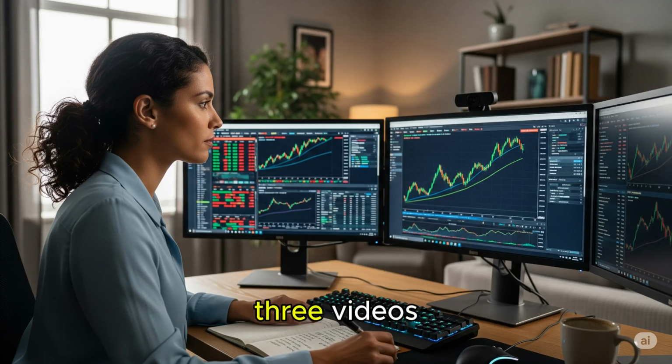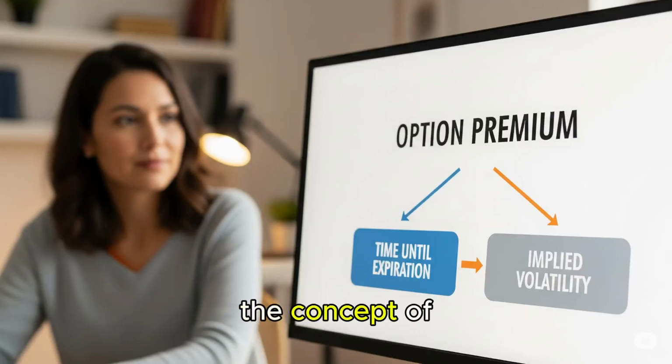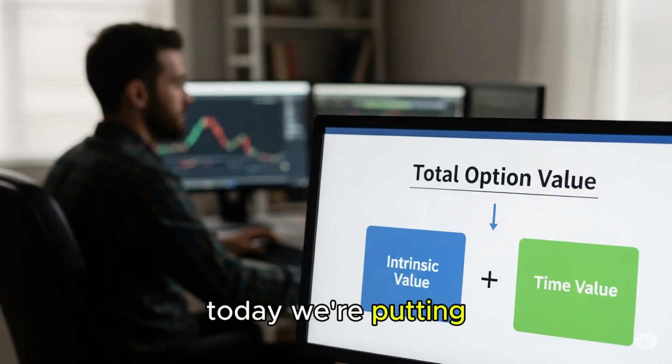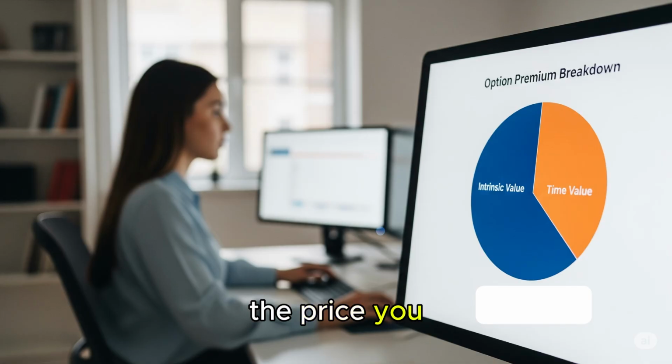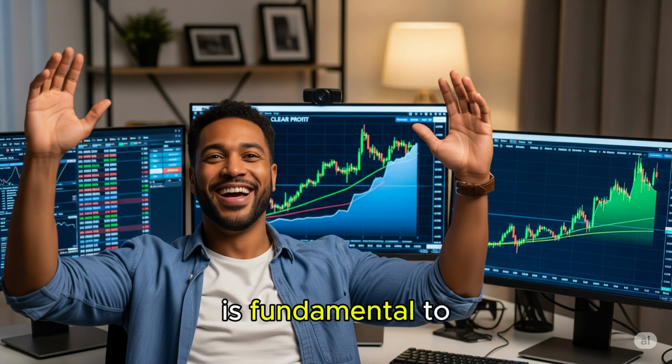In our first three videos, we've covered the basics of call and put options, the concept of the option premium, and the key components of an option contract, including the strike price and expiration date. Today, we're putting all of that together to deconstruct an option's total value. Every options premium, the price you pay for the contract, is made up of two components: intrinsic value and time value. Understanding this breakdown is fundamental to becoming a successful options trader.